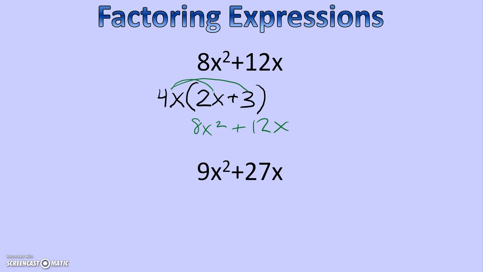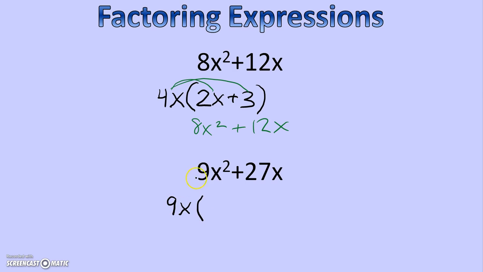Alright, as always, to factor 9x squared plus 27x, we are going to look for the GCF of both of these terms. So looking at our coefficients, 9 and 27, the GCF is going to be 9, because 9 goes into both evenly. And looking at our variables, x squared and x, they share 1x. So 9x is going to be our GCF. Let's pull it out.